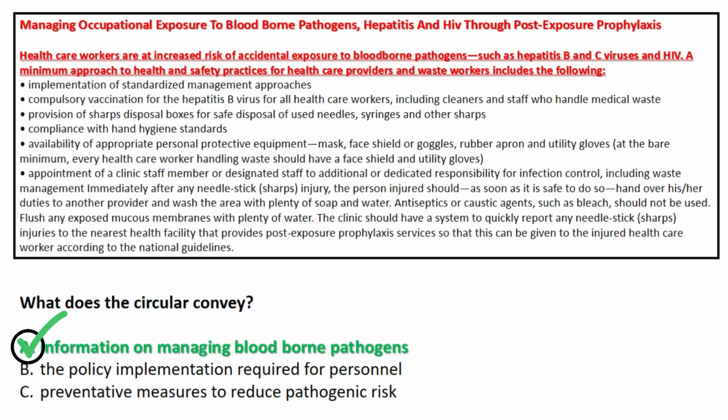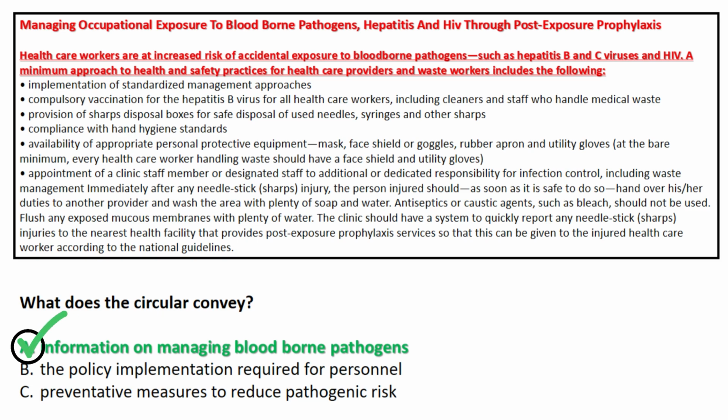Based on this information, the circular conveys information about managing bloodborne pathogens, including practices to prevent exposure and guidelines for handling injuries. Now let's analyze the other options and explain why they are incorrect. B. The policy implementation required for personnel. The paragraph does mention the implementation of standardized management approaches and the appointment of staff members for infection control responsibilities. However, these are part of the health and safety practices mentioned, rather than the main focus of the circular. Therefore, option B is incorrect.